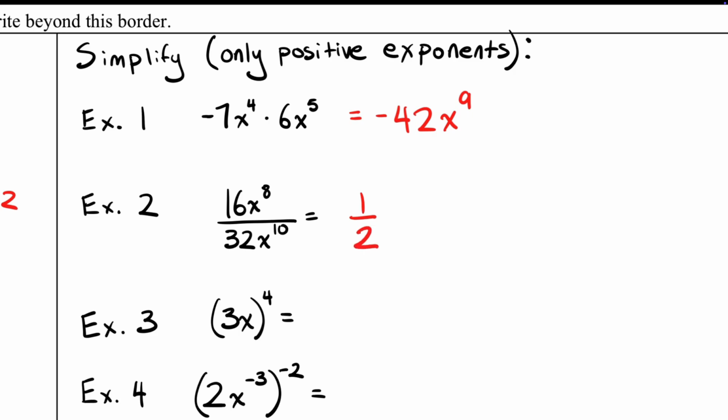Good work, Evan. Okay, so that's the first half, and then I'm going to do a multiplication symbol because technically all of those have a multiplication symbol. If you don't see any symbol in between, you assume that symbol is multiplication. Okay, x to the power of 8 over x to the power of 10.